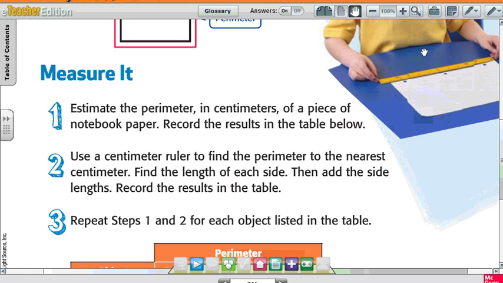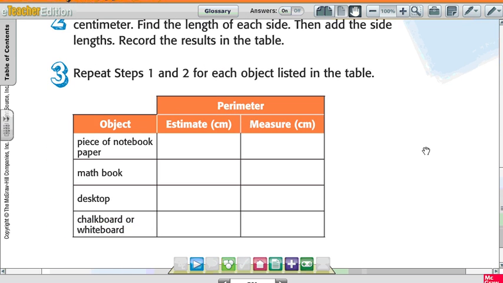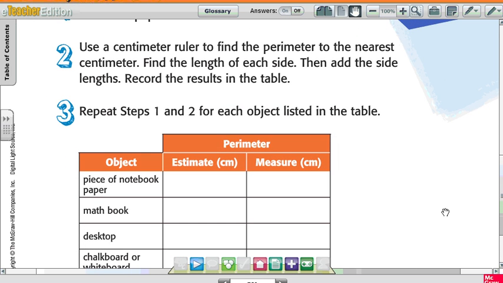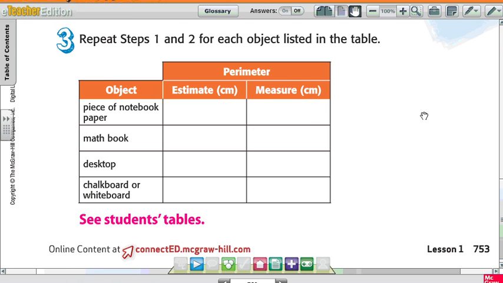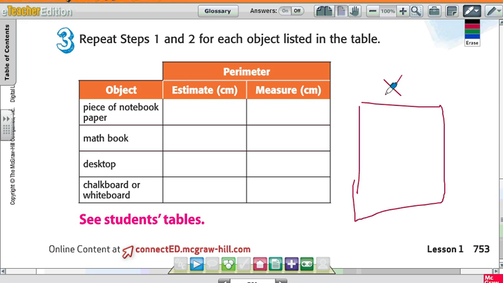It says to estimate the perimeter in centimeters of a piece of notebook paper. Record the results below. We're going to have something like this. It says use a centimeter ruler. We can do that. So if I have a piece of notebook paper, a math book, your desktop, which is like your desk, or a chalkboard or whiteboard. If I took a piece of paper and measured it, I would measure this side plus this side plus the bottom side plus the left side. That would give me the perimeter in centimeters.